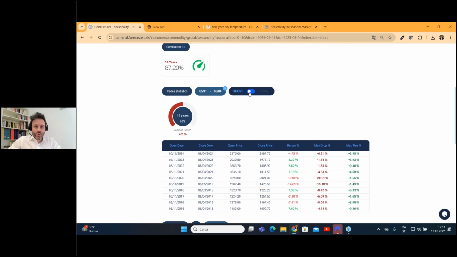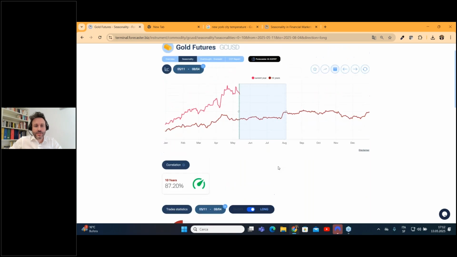If we switch to short, we can see something very interesting. Of course, if we made in the past a short trade exactly in this period, the winning percentage remains 50 because 50 is 50. So even if you are long or short, you have the same winning average. But in this case, something really interesting happened because look, the average return for a short trade in the past 10 years in this specific period, look, this is the average return, 4.2. So we can understand that compared to the long, where we have a 9.8, this specific period we are approaching is more bullish than bearish, okay? And this is something really interesting.